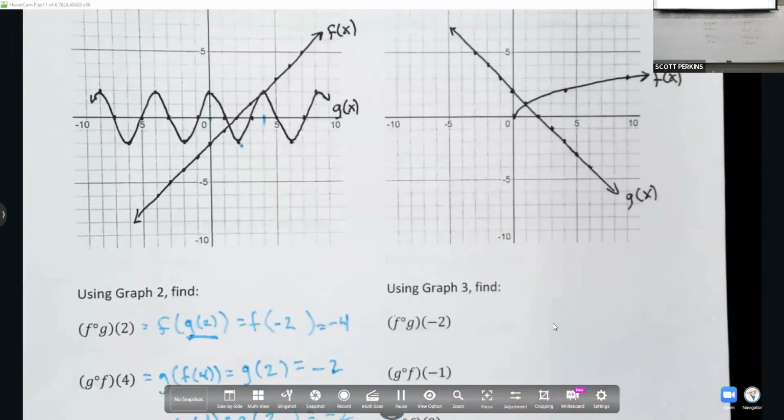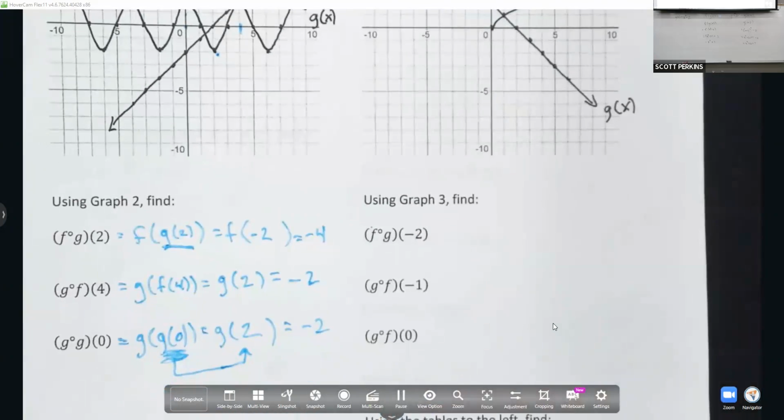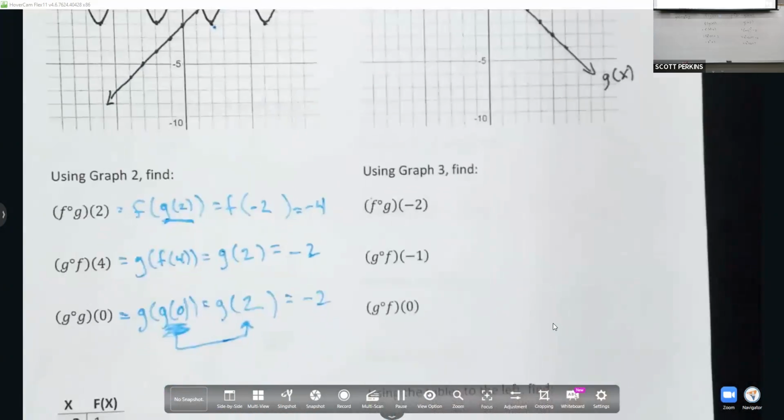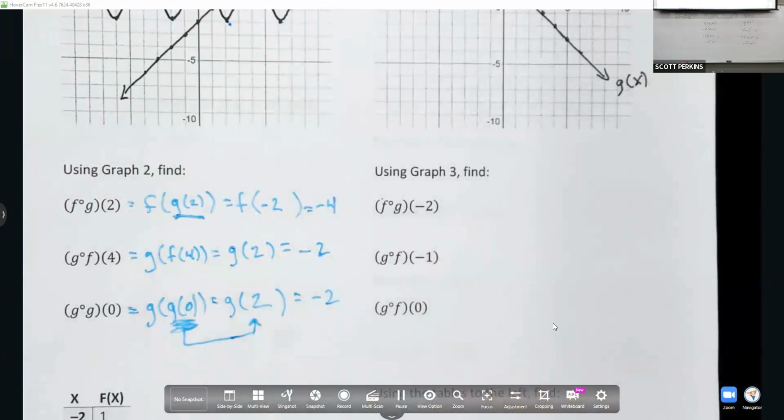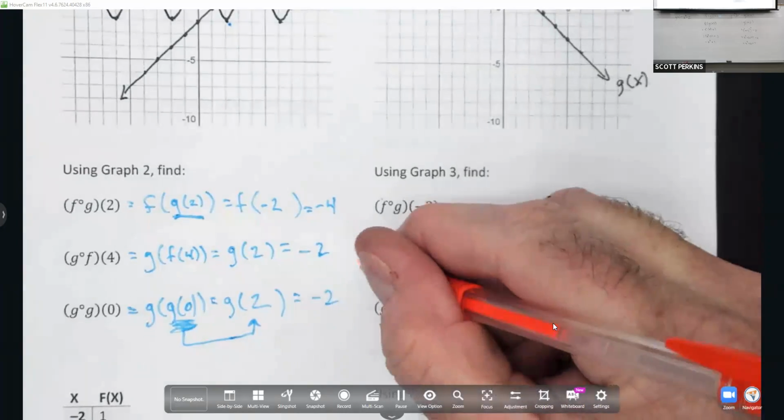Go to the next one that's on the right. I would like you to do the middle problem, g composed with f of -1. I have a particular reason. That's why we're skipping the other two, just for time's sake. g composed with f of -1.